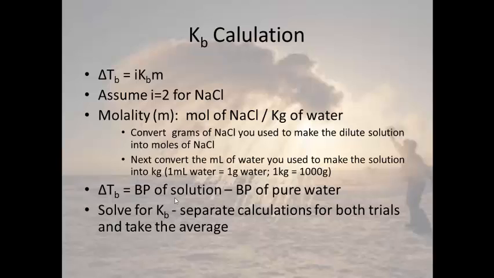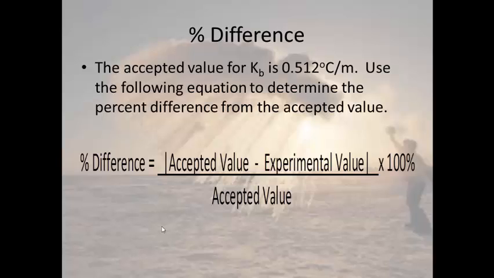Anytime you do more than one trial for any test, you don't average your data and do the calculation. You want to calculate, and in this case, calculate for KB for each of your trials, take a look at the results, and average. So percent difference, you want to determine what's the difference between your experimental data, the average KB that you generated, compared to the accepted value for water, which I'm giving you here is 0.512. And it's the accepted value, that's the 0.512, minus what you get, this is your average of your trials, divided by the accepted value times 100.